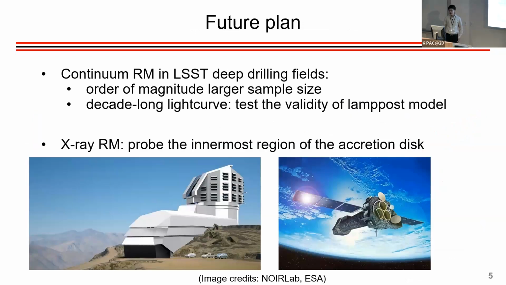And in the future, I plan to get involved in the Rubin LSST survey and use the photometry from the deep drilling fields to measure the accretion disk sizes using continuum reverberation mapping. Taking advantage of both the deep and high cadence observations in the deep drilling fields, I expect to increase the number of accretion disk size measurements by more than an order of magnitude compared to the current sample we have. Moreover, the decade-long observations from LSST would also allow me to directly test the reliability of the lamppost model over a long time scale.